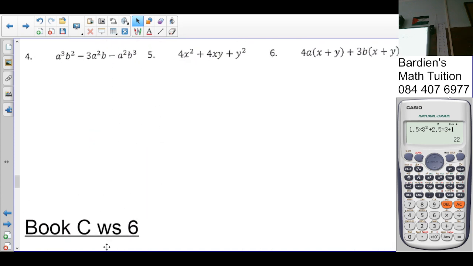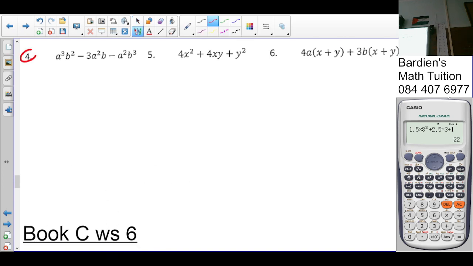Look at number 4, the first one. What is common here? A squared b. What are we left with? ab. You all agree with that? Am I going to draw a product line for that one? It was 3 terms. What's 3 terms? Trinomial. So can I draw a product line for this one? No. Why not?